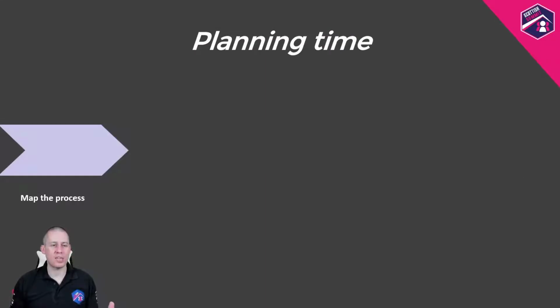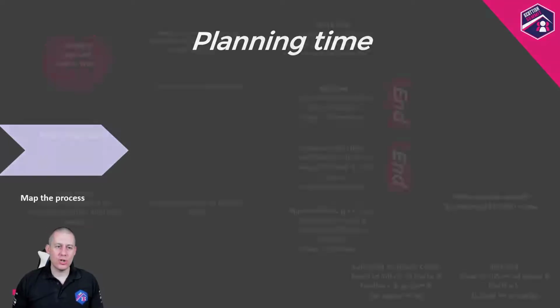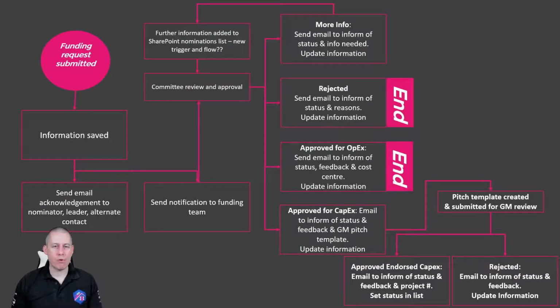So what was the first stage? Well, we've got the outline, we've got the story. So the first thing that we did was map the process. Now, you don't have to be an absolute Visio wizard to actually go and do this, because as long as you can understand a route through the process, then you're in a good place. So what I've got here is my route through.